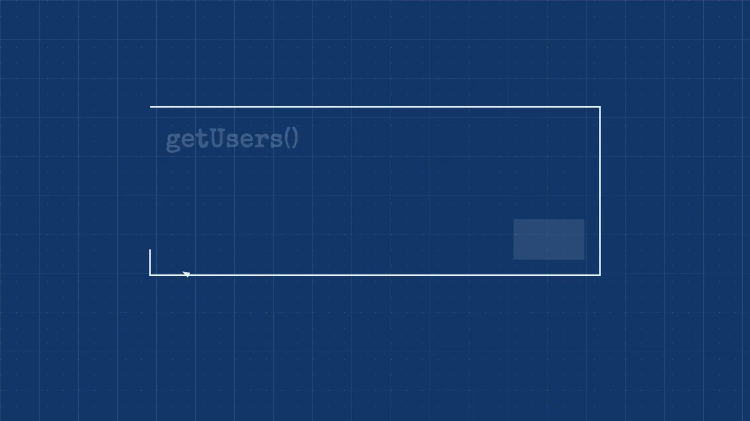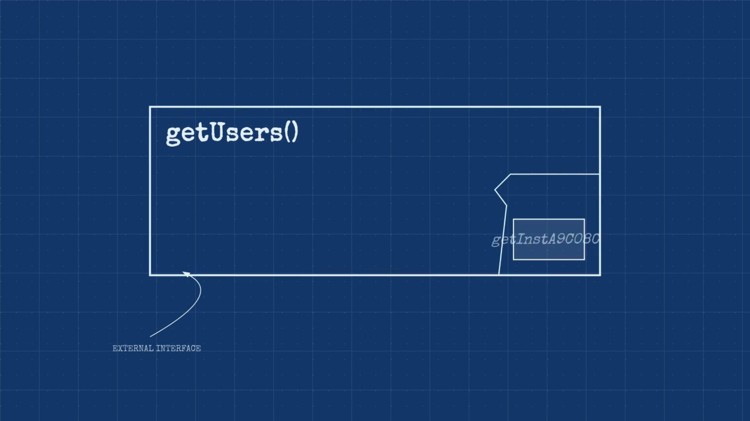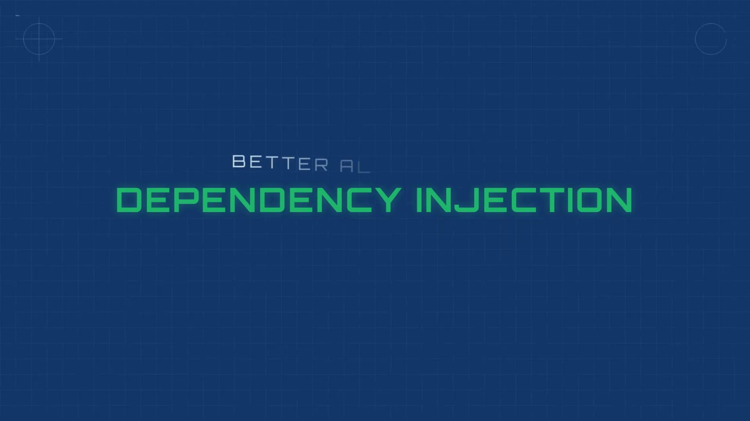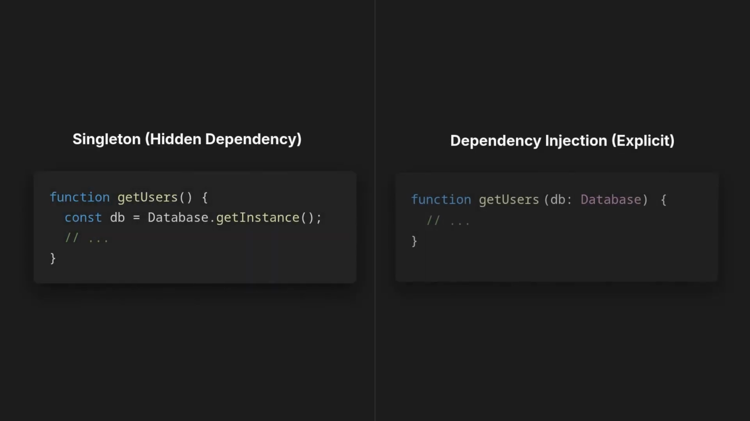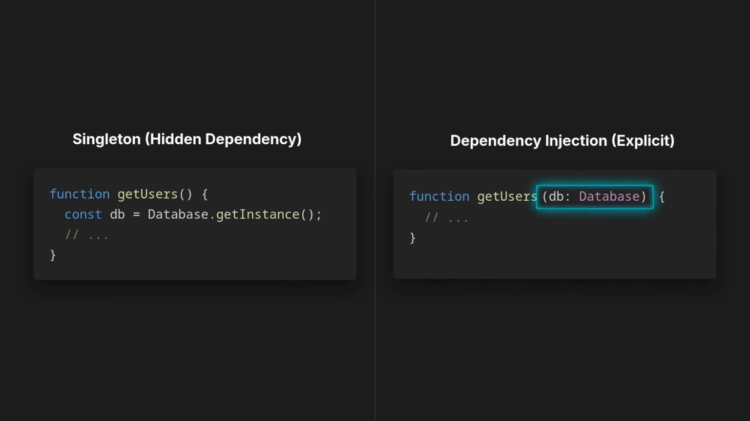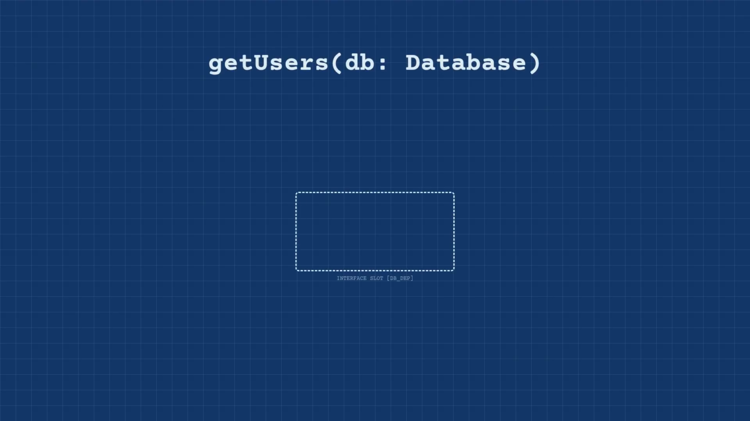It also hides dependencies. When code calls getInstance deep inside a function, you can't see the dependency from the outside. In many cases, dependency injection is a better alternative. It makes dependencies explicit and manageable. Instead of reaching out for a global instance, we pass the dependency directly into the function. Now the function signature tells you exactly what it needs, and you can easily pass a mock in your tests.